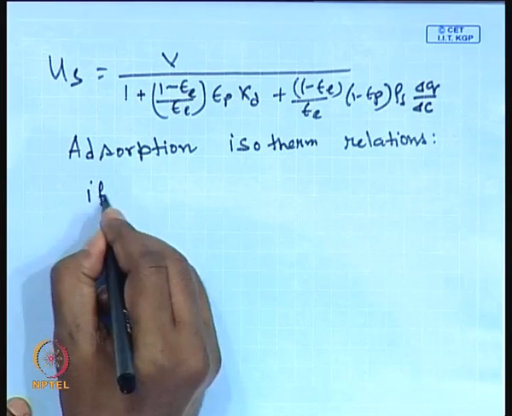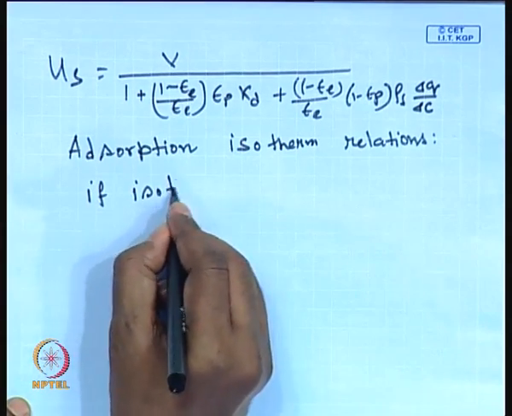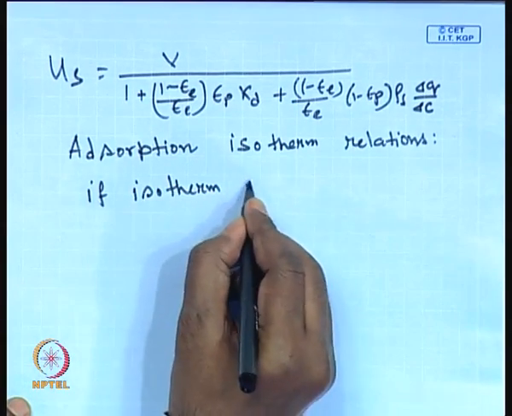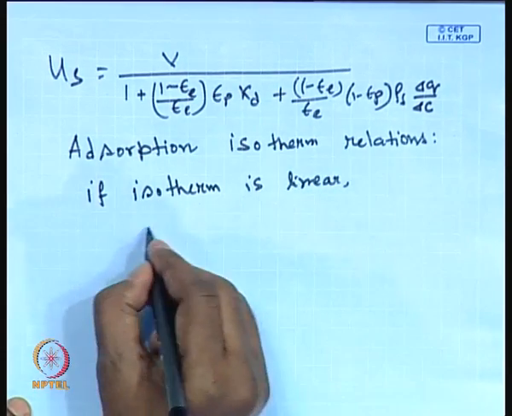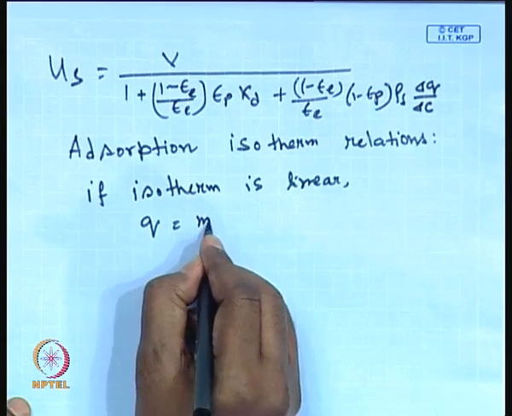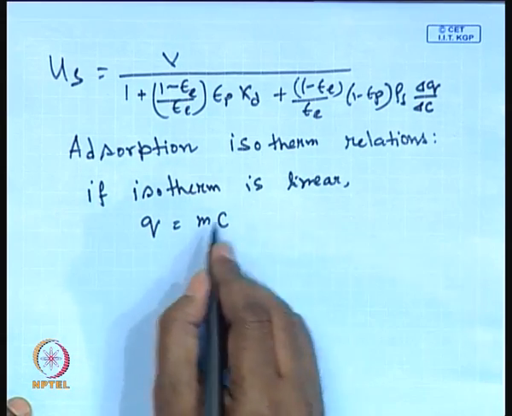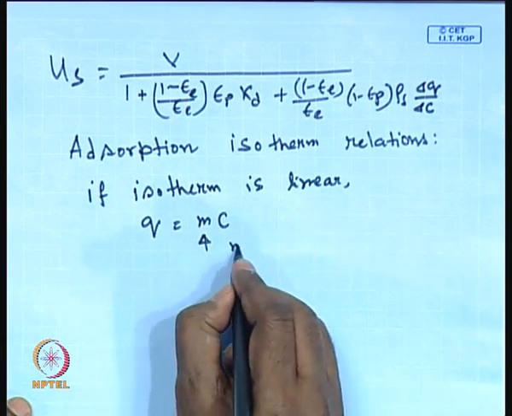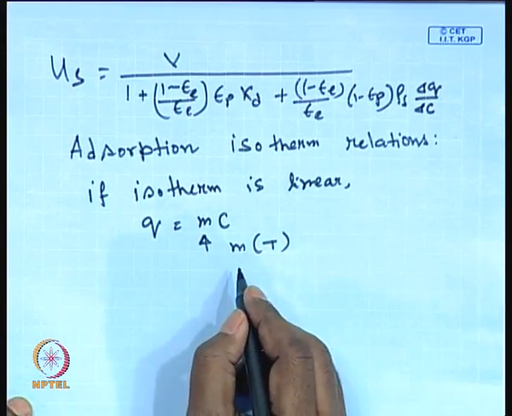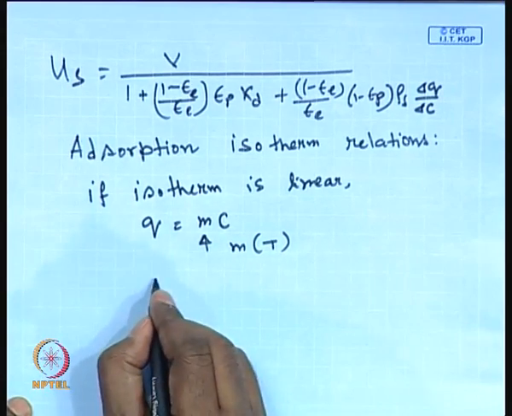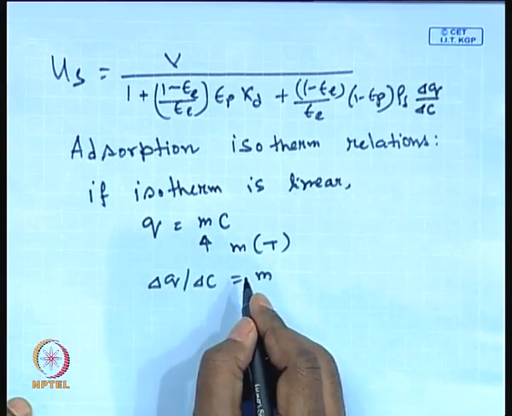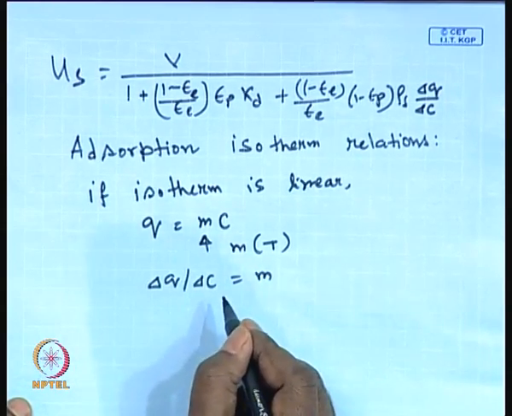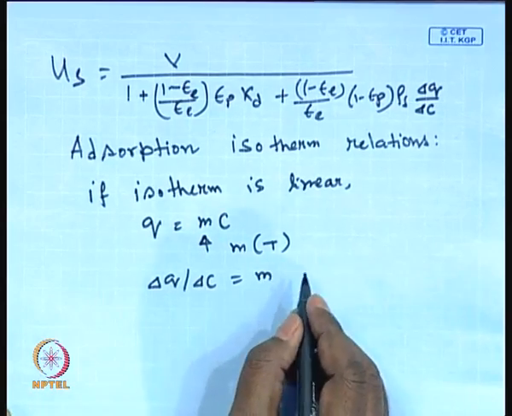If the isotherm is linear, Q is equal to M times C, where M is the isotherm constant, and M will typically be a function of temperature. So delta Q by delta C will be a constant M. It is basically dQ/dC, right? Delta Q by delta C will be nothing but M.